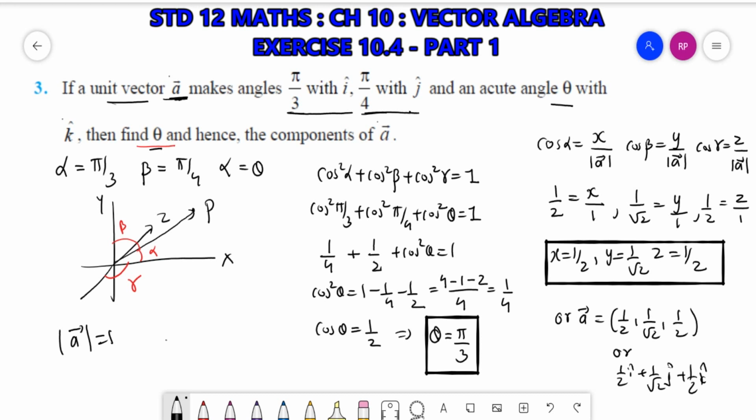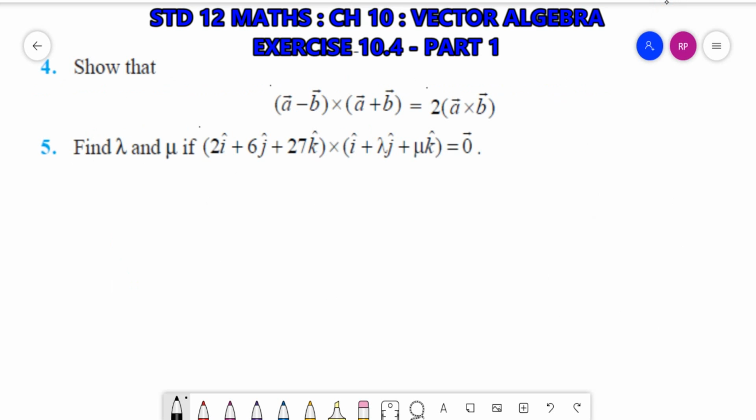Now let's move to the next question. Question number 4. You have to show that A minus B cross A plus B is equal to 2 times A cross B. Okay. So LHS, that is equal to A minus B cross A plus B.